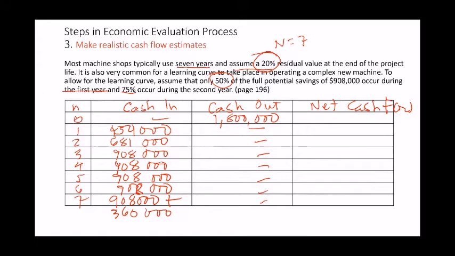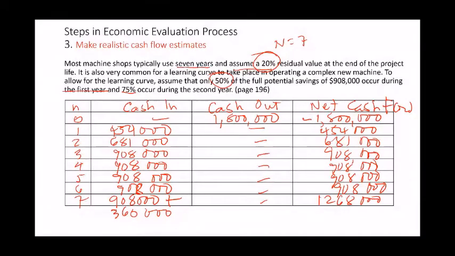Okay, so after we compute the cash out, we need to compute the net cash flow. The net cash flow is cash in minus cash out. That's why this is 1.8 million, and then we have 454,000, 681,000, 908,000, and the total is, I think, 1,268,000. Okay, so this is now step number 3.